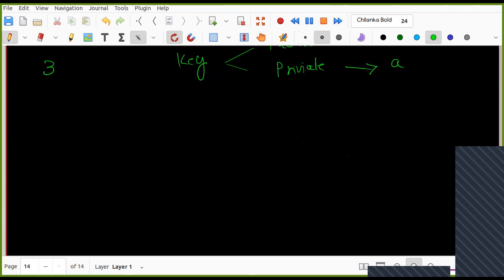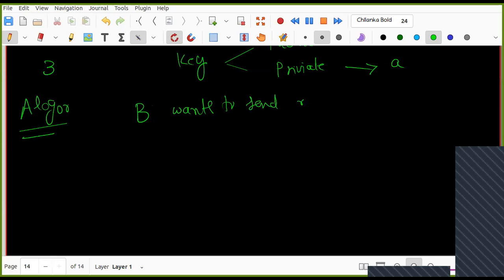But now the ElGamal crypto system comes, right? What is the algorithm? How do we do encryption and decryption? Now, the algorithm for encryption and decryption. What will B do now? B wants to send a message M to A. This is the goal, right? What will she do?